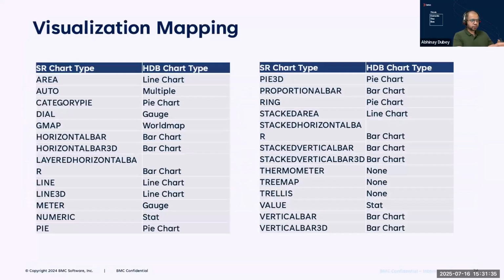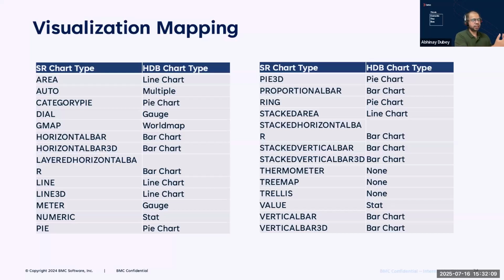Now, the next mapping that we need to understand is the mapping between the visualizations. All the most commonly used visualizations will have something similar on both sides. So when you are moving from Smart Reporting to Helix dashboard and you're using some type of bar chart, could be horizontal bar chart, 3D bar chart, vertical, and so on, all of it maps to a bar chart on Helix dashboard, but then you can configure how it shows up to your liking.